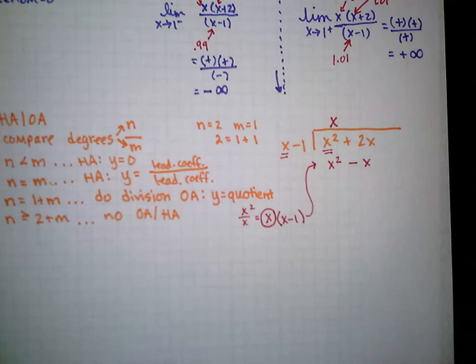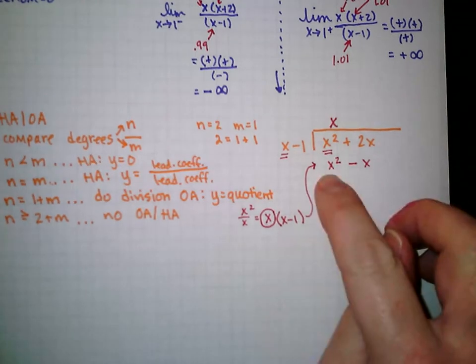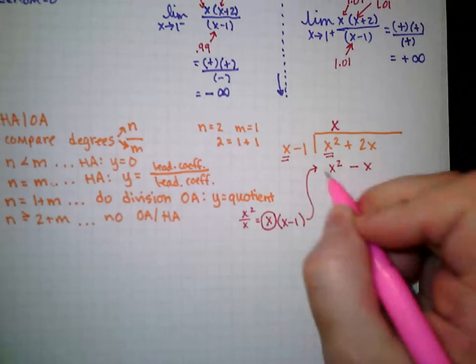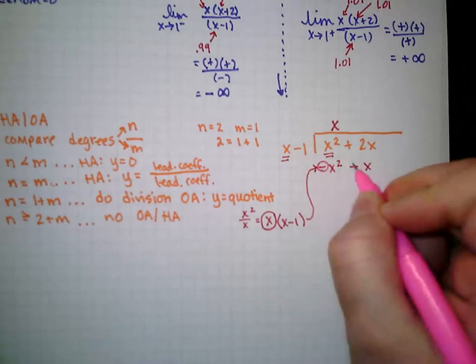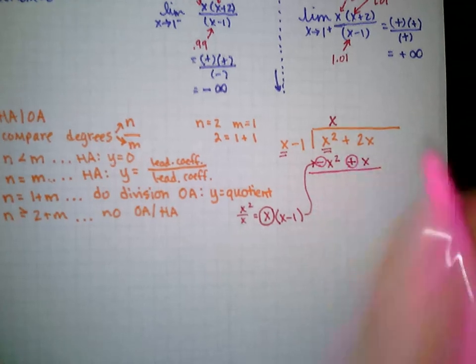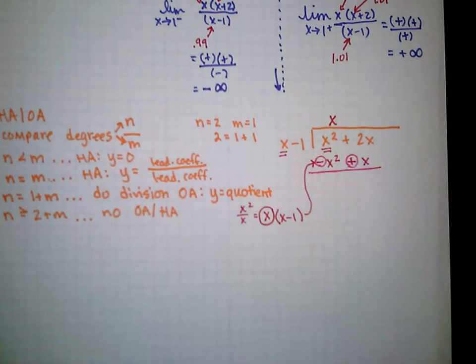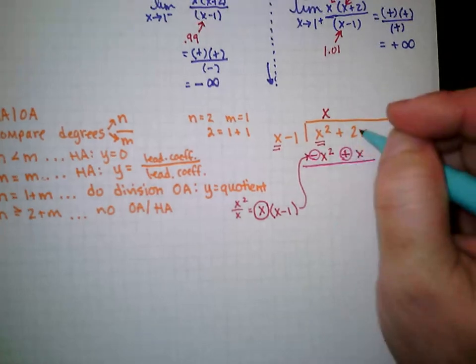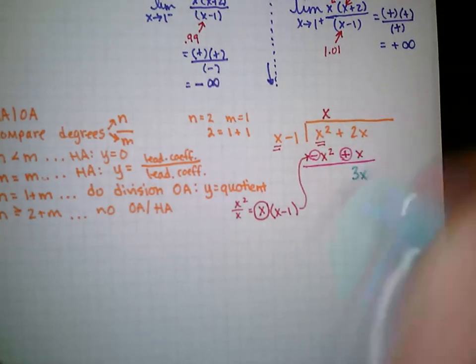Then the next thing I'm going to do is change both of these signs. So I'm going to change this sign to negative, this sign to add, and then I'm going to combine like terms moving down. So that will give me x squared minus x squared cancels. 2x plus x is 3x.